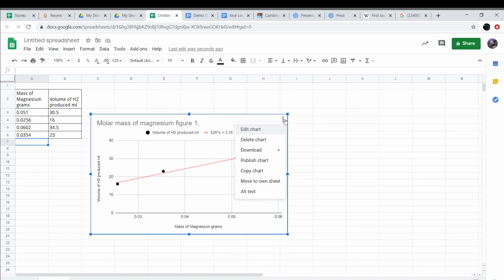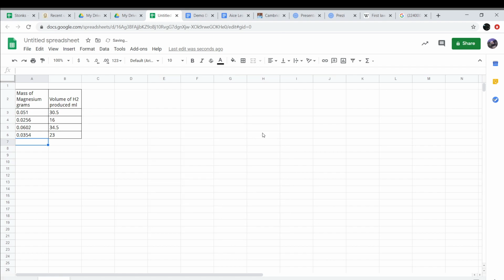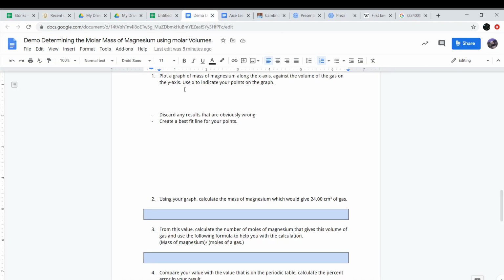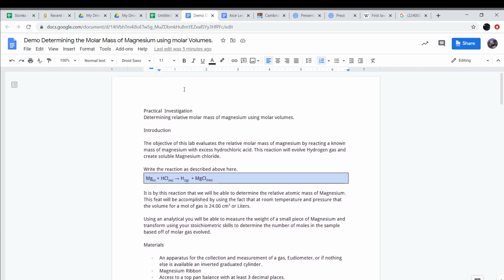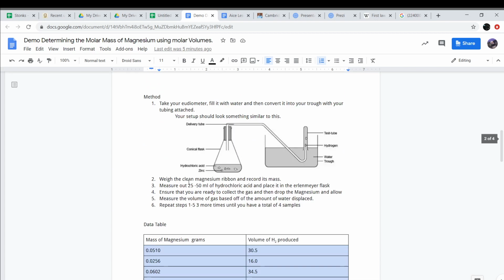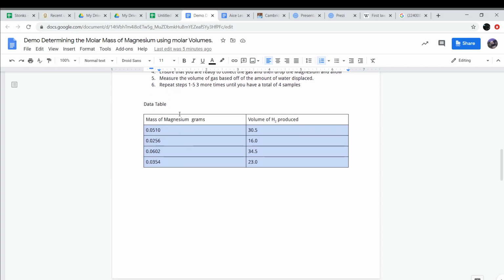And today's lab, what we are going to be doing is working on determining the molar mass of magnesium using molar volumes. Okay, so what I've done here for you today is I've made a demo version of this lab. And I've included the first reaction, the most important reaction that we had here to start. And then we also made up some values for us to go off of here.